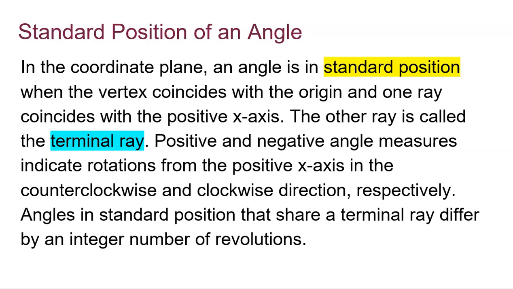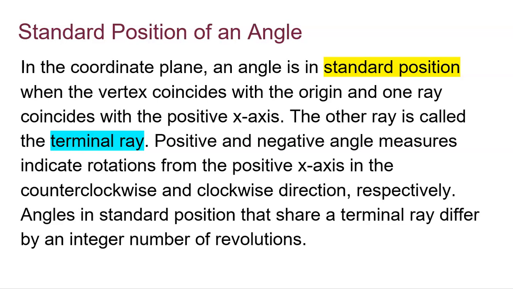In the coordinate plane, an angle is in standard position when the vertex coincides with the origin and one ray coincides with the positive x-axis. The other ray is called the terminal ray. Positive and negative angle measures indicate rotations from the positive x-axis in the counterclockwise and clockwise directions, respectively. Angles in standard position that share a terminal ray differ by an integer number of revolutions. Mind blown. What? This is way too wordy.